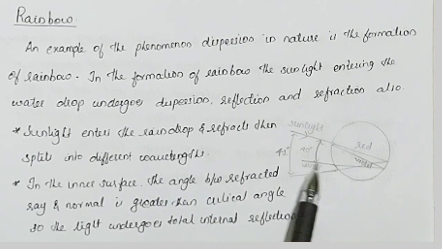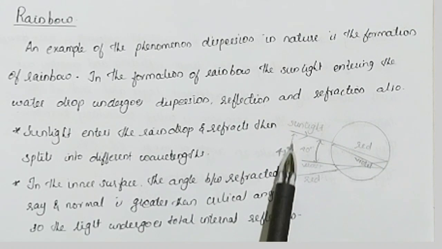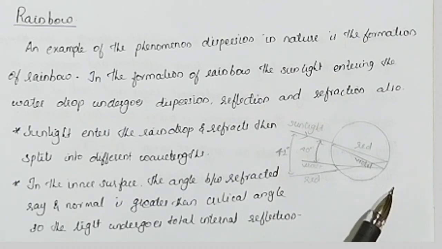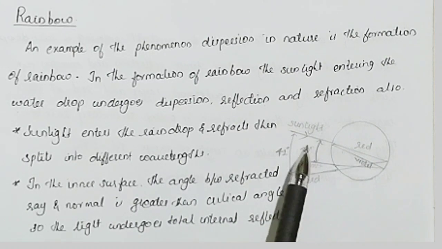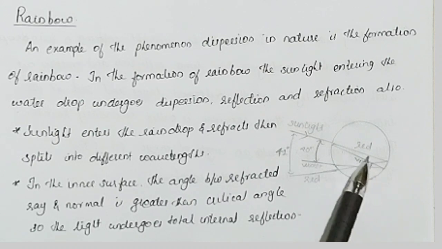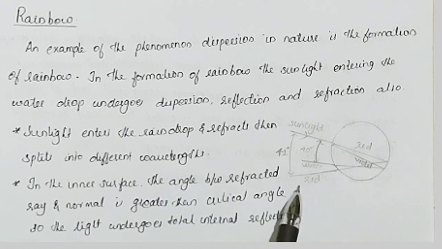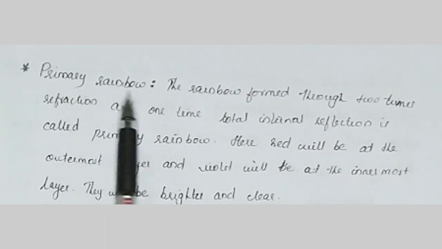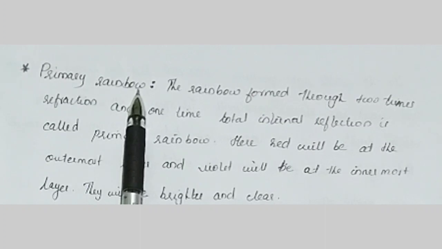And it is found that the violet light has an angular difference of 40 degrees from the incident ray, and the red light is forming an angle of 42 degrees with the incident ray. So this is the process of dispersion in nature, that is, when sunlight enters a water drop, it undergoes refraction, reflection and dispersion, and thus we are obtaining a rainbow in nature. Now we have primary rainbows and secondary rainbows that occur in nature.